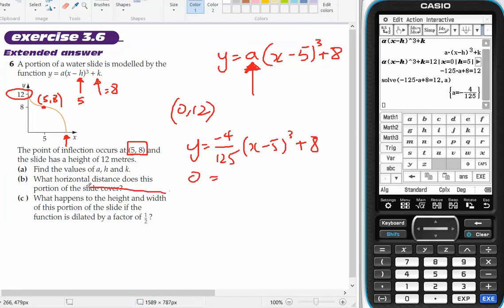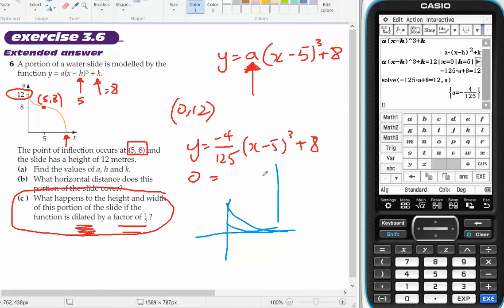What happens to the height and width of the portion of this slide if the function is dilated by a factor of a half? If the slide is dilated by a factor of a half, what we're actually doing to the slide, instead of having it look like this, is then going to look like that, where everything's multiplied by a half. So instead of it looking like this, everything gets halved and it's now going to look like that, but it's still going into the water at the same time. So all the y values get multiplied by a half.